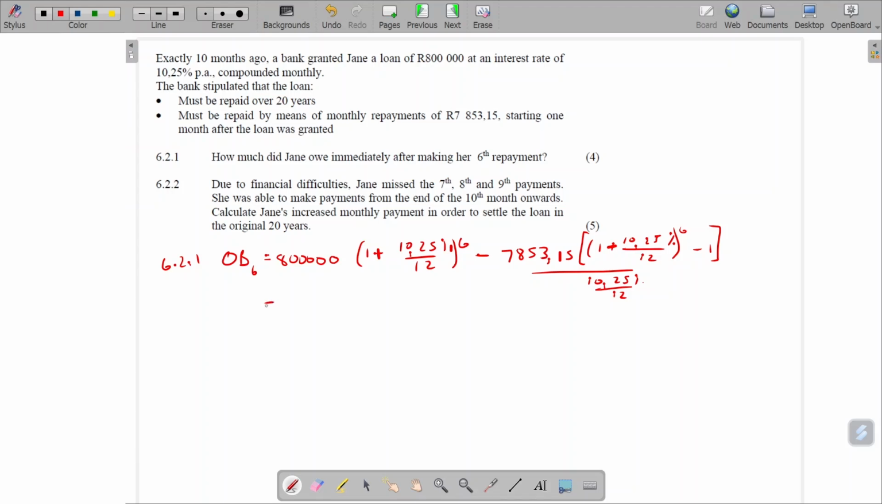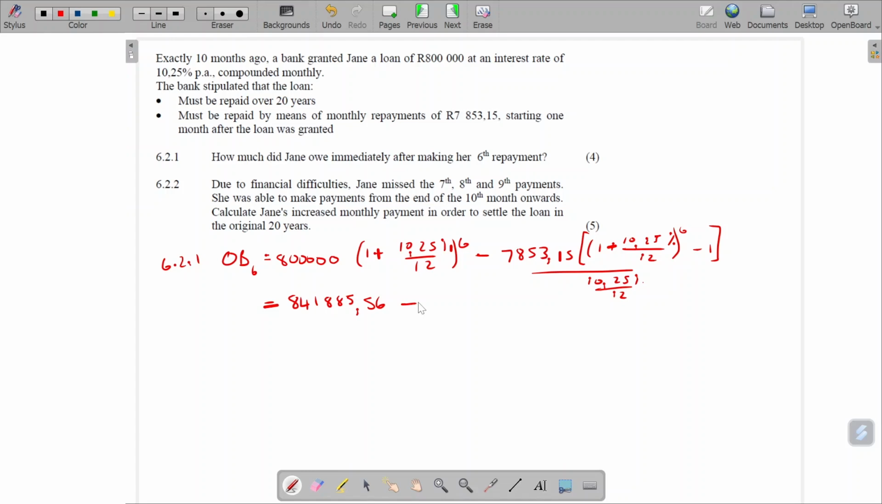800,000 times brackets 1 plus 10.25% divided by 12, close brackets, to the power of 6 equals. So in these 6 months, the value of her house has already grown to 841,885 Rand and 56 cents. Her repayments, well, thank goodness there's a bit of interest on it, but she's paid about 50,000 Rand back.